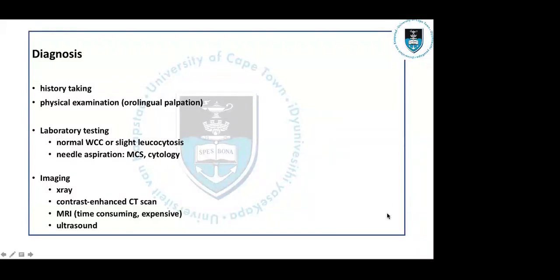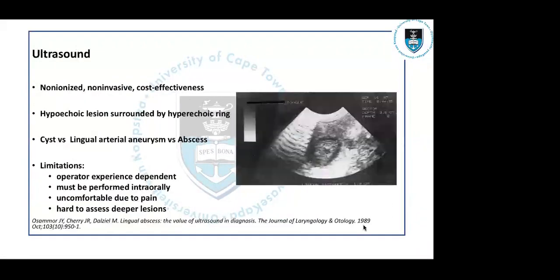We also have ultrasound, which is another option. So basically, ultrasound is non-ionizing, non-invasive, and cost-effective. A hypoechoic lesion surrounded by a hyperechoic ring is the typical finding of a lingual abscess on ultrasound. And furthermore, the ultrasound can differentiate a cyst, lingual arterial aneurysm, and abscess.